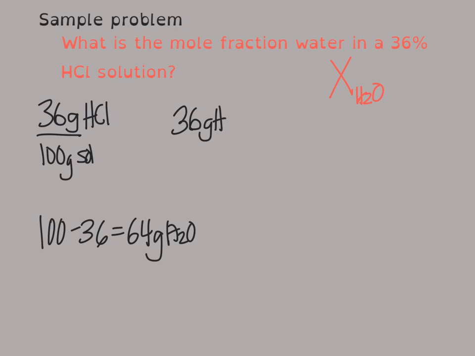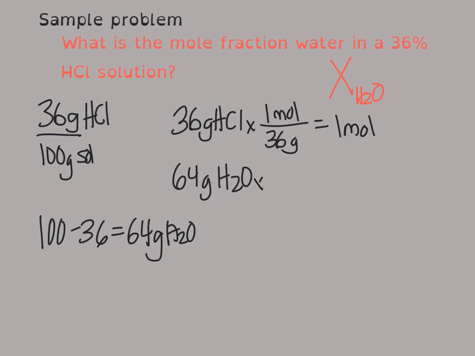So grams of HCl. And HCl would have a molar mass of 36 grams per 1 mole. So that's 1 mole. And our 64 grams of water, we would convert into moles using our molar mass of 18. So 64 divided by 18 is 3.55.